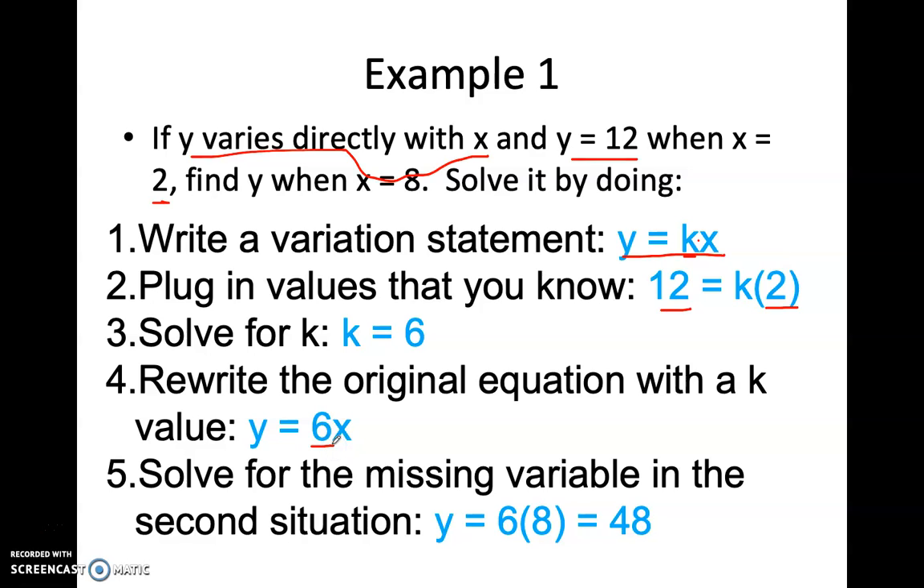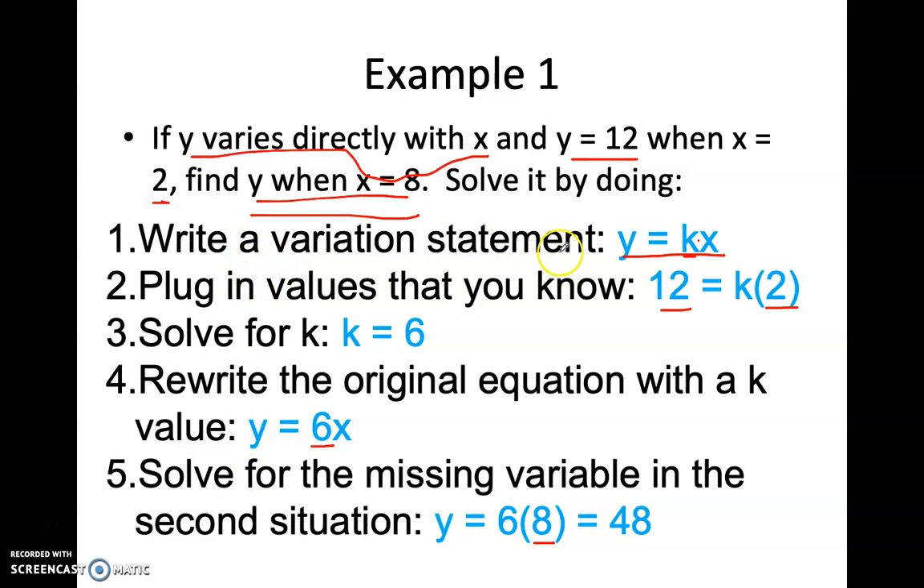Now we've just found a general equation that will work for everything we can possibly think of for this situation. And once you do that, step 5 is pretty easy. Solve for the missing variable in the second situation. What that means is the second situation is find y when x equals 8. We're going to plug in the 8 for x into this equation. We're going to leave the 6 alone, and the math gets us 48. And that's the answer.